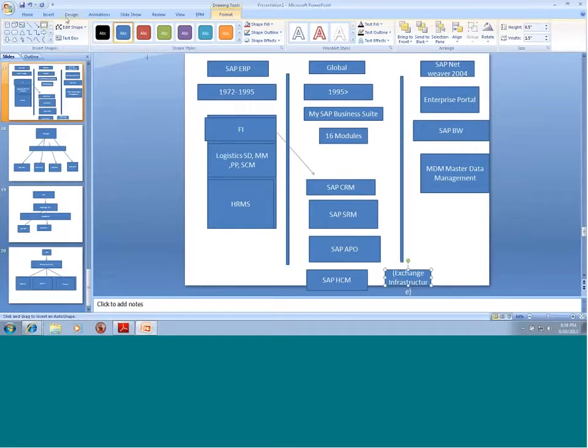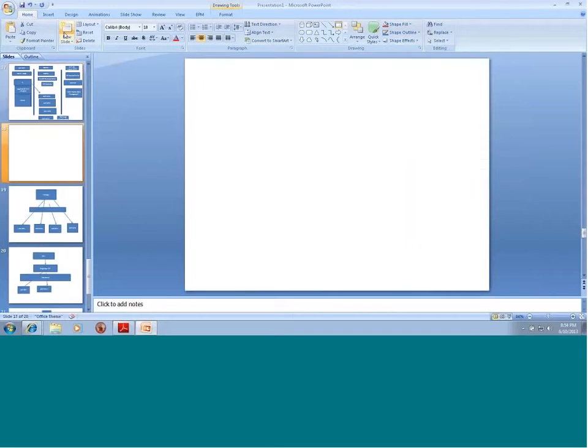Let me open a new slide. Let's say my organization had a mainframe application, a Java application, and a .NET application. So across the organization, there were many different applications sitting.